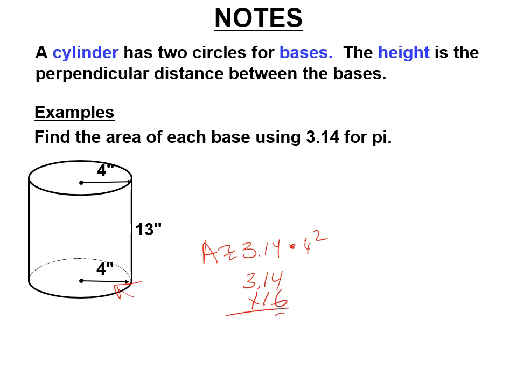6 times 4 is 24. 6 plus 1 is 6 plus 2 is 8. 3 times 6 is 18. Step over, multiply 3, 1, and 4 by 1, and add it all up. And I'm getting 3 plus 1, 5. There was a carry there, right? And I moved the decimal twice. And so this is approximately 50.24, 50 and 24 hundredths square inches for the area of the base.